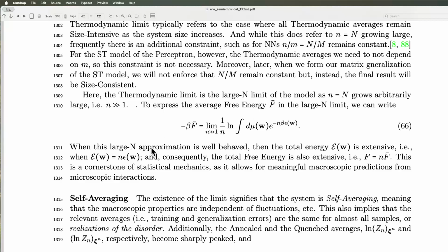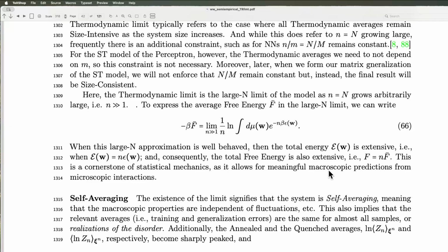When this large N approximation is well behaved, then the total energy is extensive, i.e. capital E equals N times little epsilon, and consequently the total free energy is also extensive, F equals N times the average F. This is the cornerstone of statistical mechanics, as it allows for meaningful macroscopic properties from microscopic interactions.